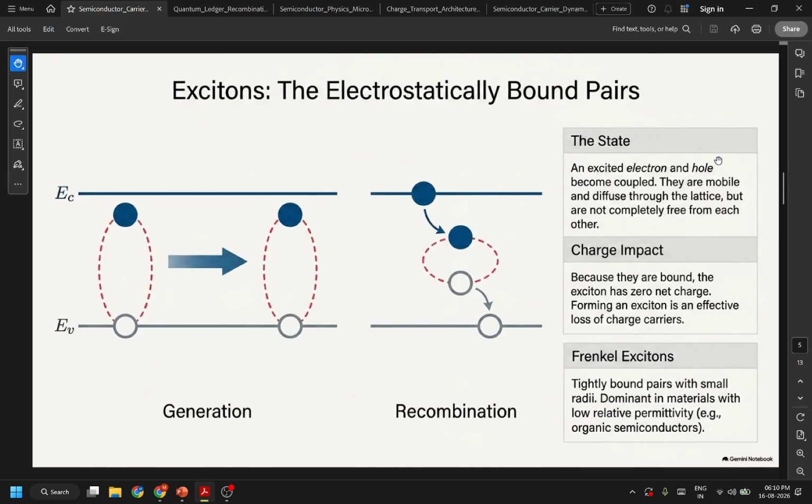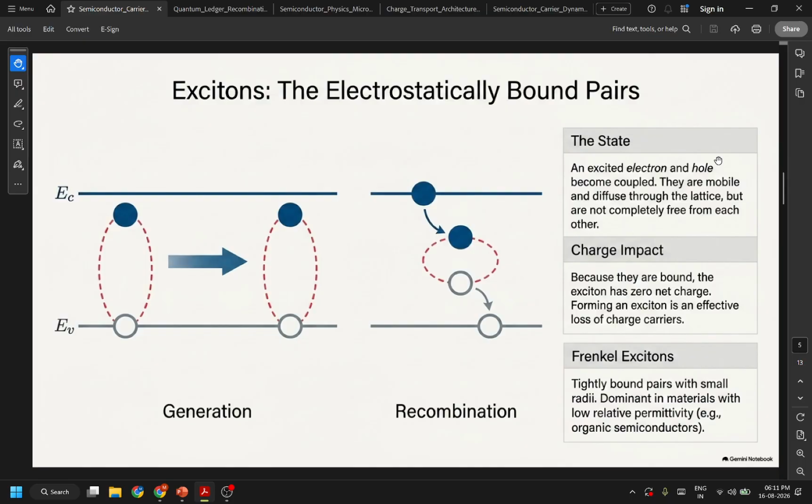Now we come to excitons, which are electrostatically bound pairs. An excited electron and hole become coupled. They are mobile and diffuse through the lattice, but are not completely free from each other. The electron or hole themselves are mobile individually, but they experience the Coulombic forces of each other. So they are moving like a pair. Because they are bound, the exciton has zero net charge. Forming an exciton is an effective loss of charge carriers.